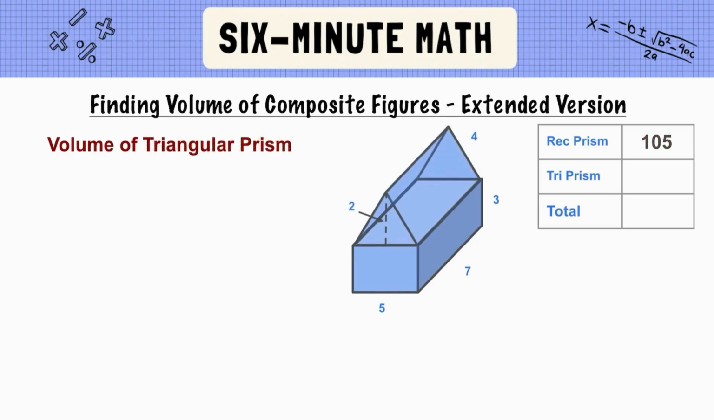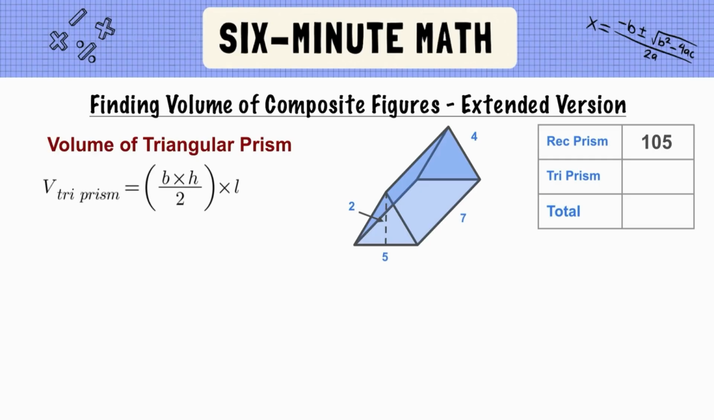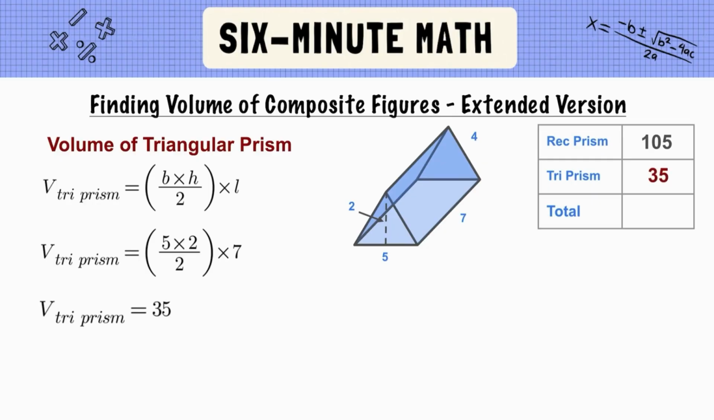We're then going to figure out the volume of the triangular prism. So we're going to use base times height divided by 2 times our length. Our base is 5, our height is 2, and our length is 7. We have our 5 times 2 divided by 2 times 7, and that's going to equal 35. So that also goes into our chart.